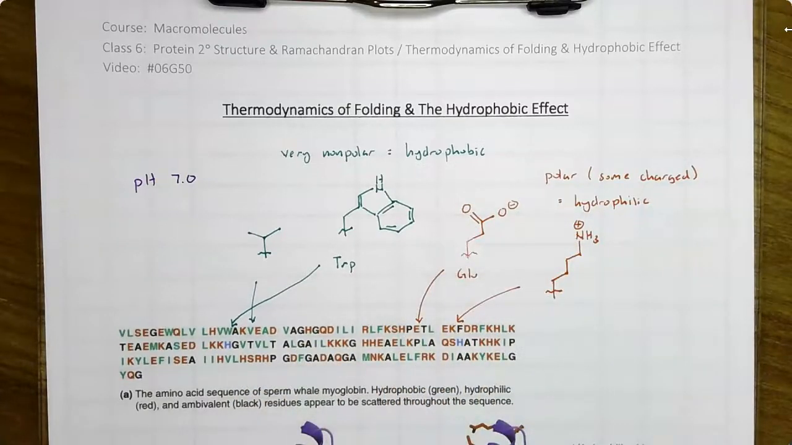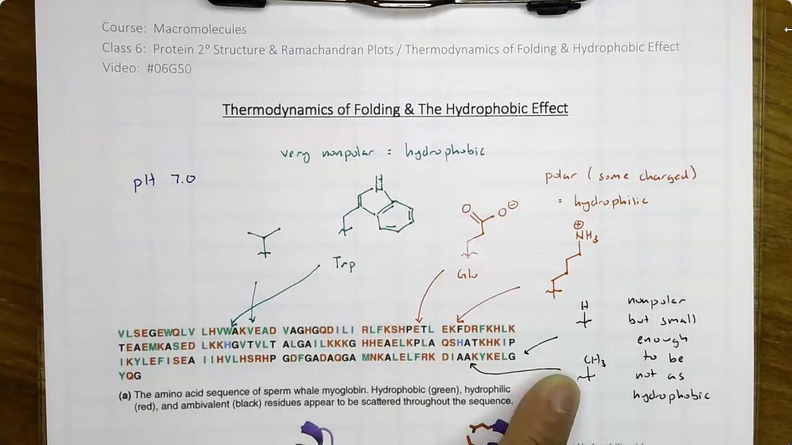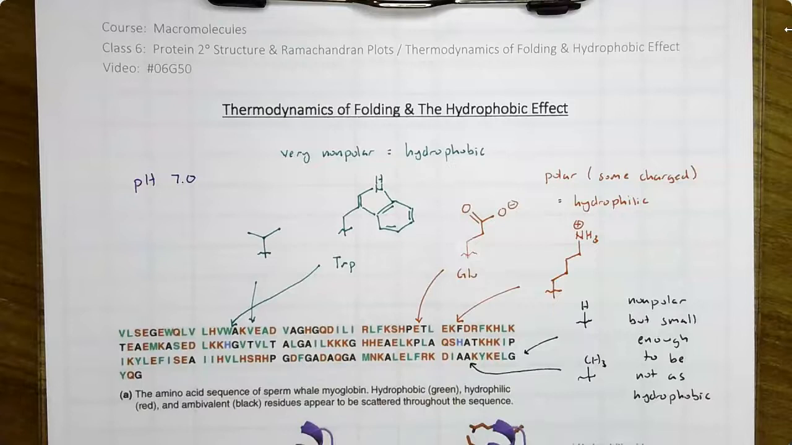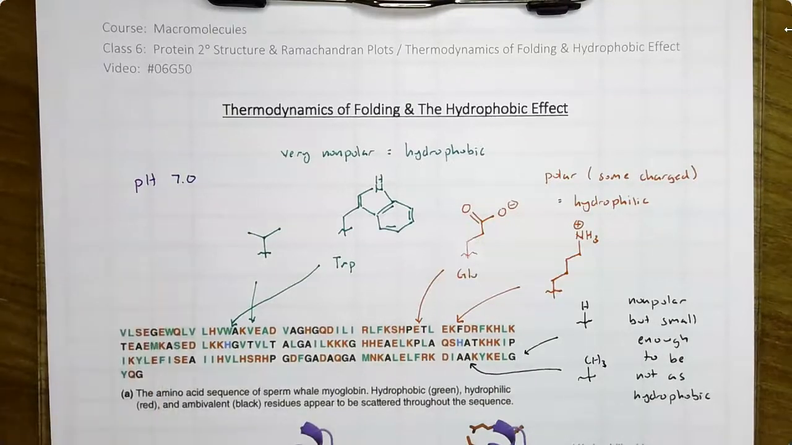Let me talk about the ones in black now. The ones in black, the figure terms them as ambivalent, and they have in-between properties between hydrophobic and hydrophilic. They are nonpolar. This is glycine. This is alanine. Glycine only has an H as its side group. They are nonpolar, but they're small enough that they could be partially solubilized, and they're not as hydrophobic as some of these larger nonpolar molecules.